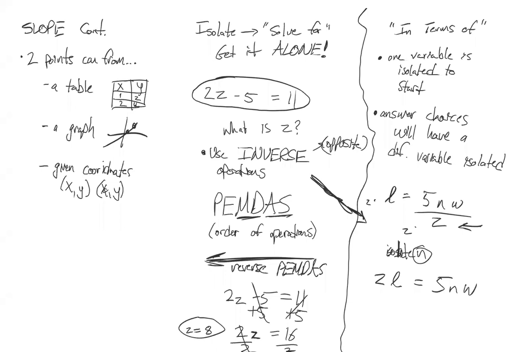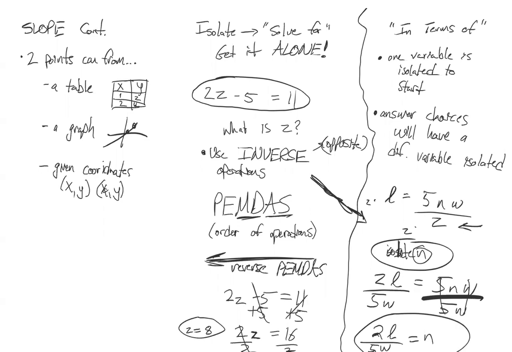Still not quite where we want yet, right? We haven't given it in terms of N. We want N alone. Well, it's got 5W around it. They're all being multiplied. So the way we get rid of them, divide by 5W. That'll cancel it from this side. And we've got now that ZL over 5W is equal to N. And that would be one of your answer choices. There you go. There's N in terms of all the other variables.